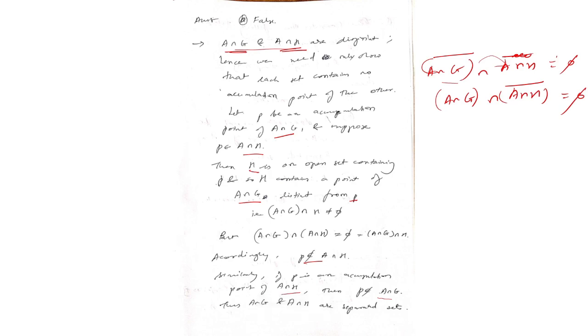So G must be equal to A intersection some tau open set, or H should be A intersection some tau open set. So both G and H are subsets of A.